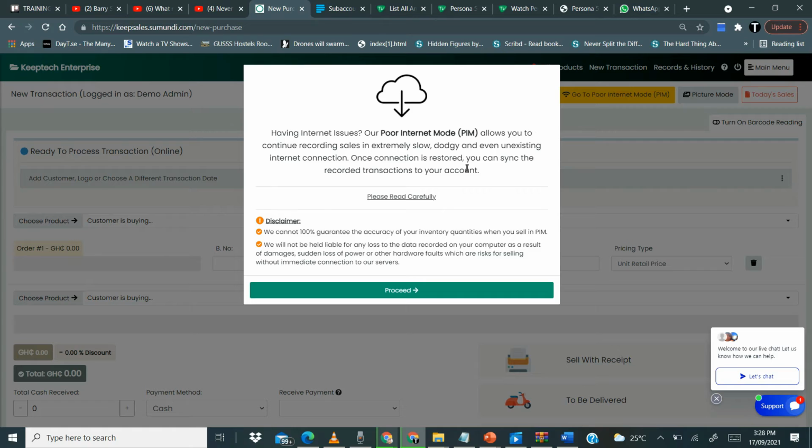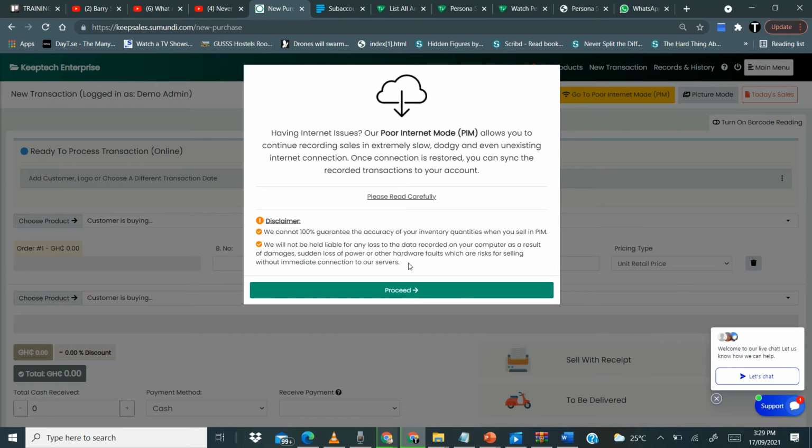The disclaimer here says that we cannot 100% guarantee the accuracy of your inventory quantities when you sell in PIM, and they will not be held liable for any loss to the data recorded on your computer as a result of damages, sudden loss of power, and other hardware faults which are risks for selling without immediate connection to our servers. So these are basically the disadvantages of using any offline system: you are liable to hardware damages. Anything can happen to the hardware, and then all of a sudden you lose your data.